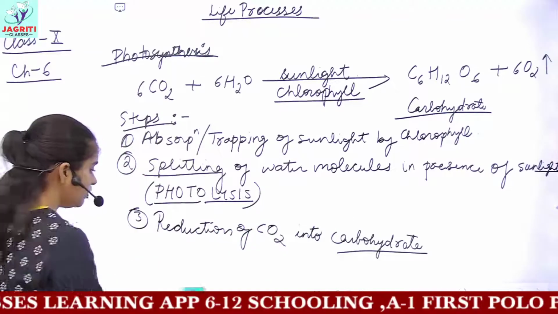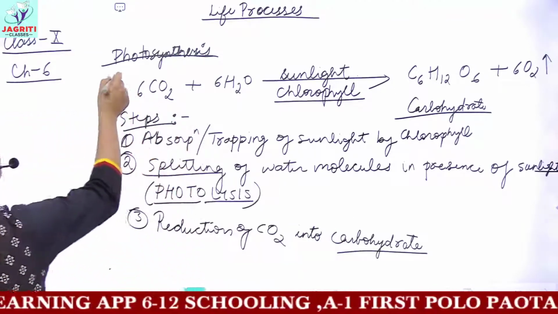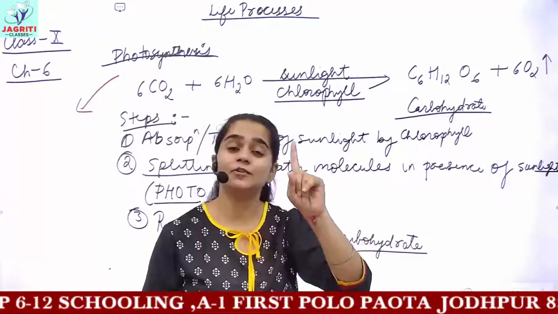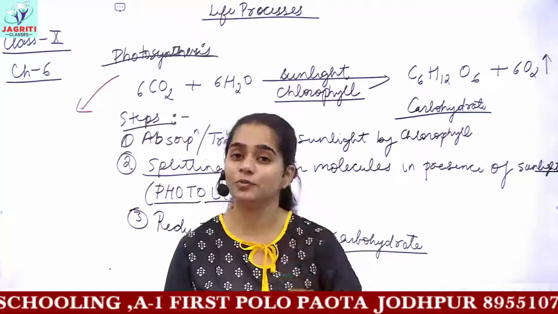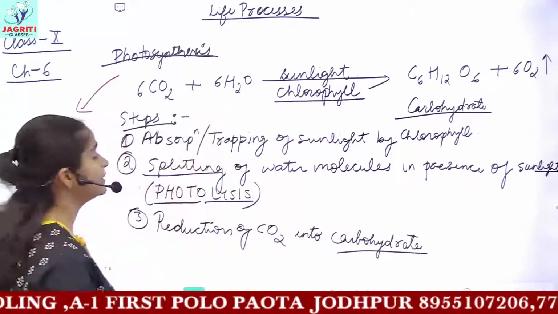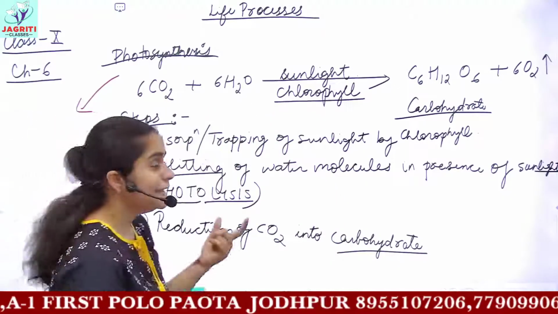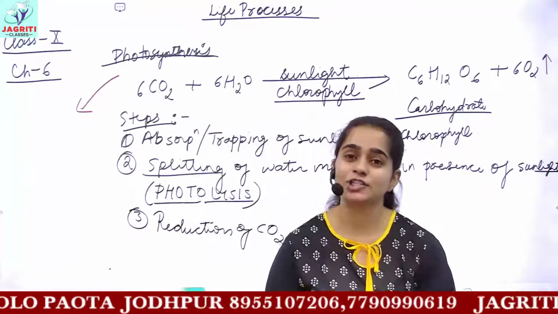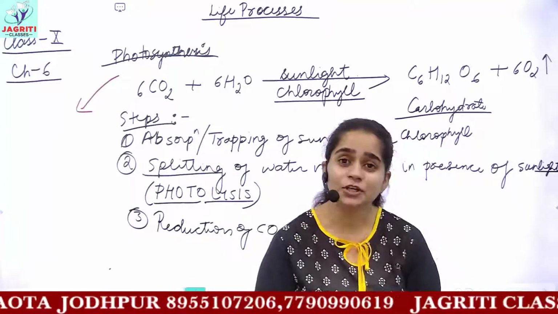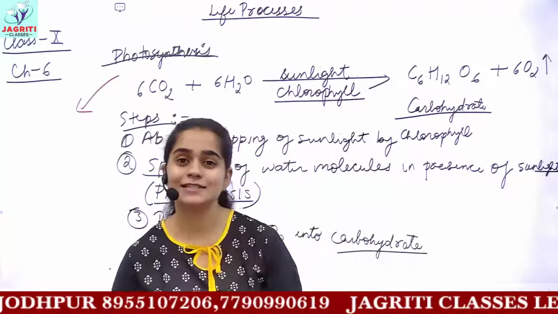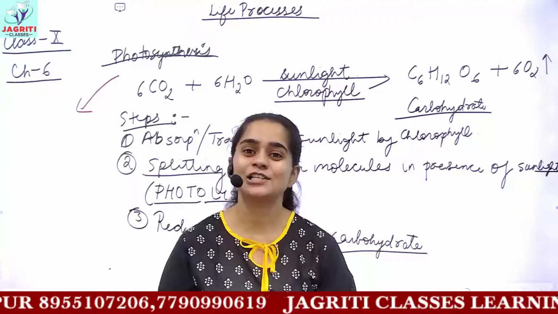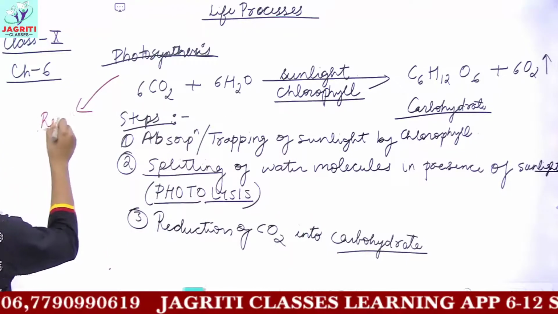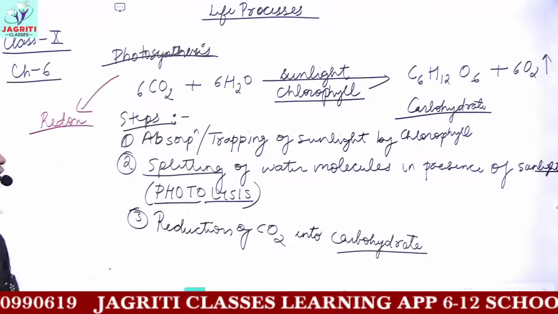Now can any one of you tell, I am telling you that photosynthesis is a chemical reaction. We have dealt with different kinds of chemical reactions in chapter 1. So photosynthesis is which type of reaction? Is it a displacement reaction, a combination reaction, a double displacement reaction, or a redox reaction? Which kind of reaction is photosynthesis? I'll tell you that photosynthesis is a kind of redox reaction.